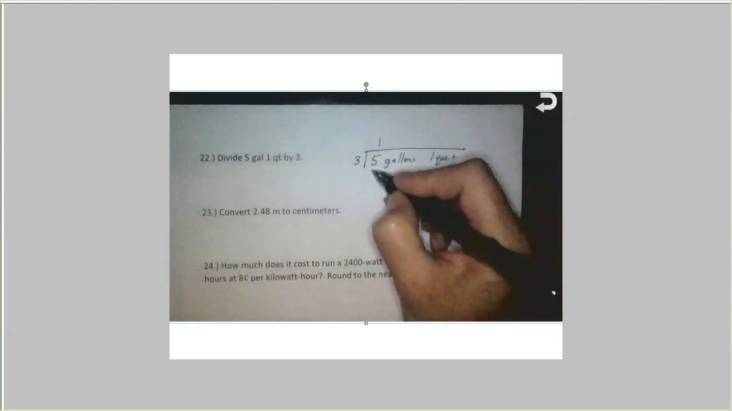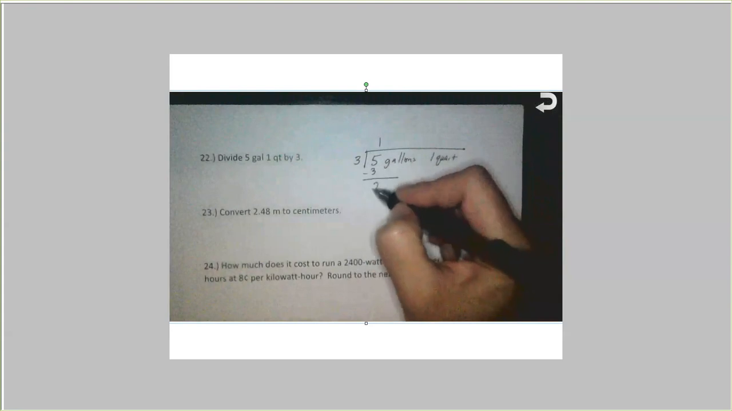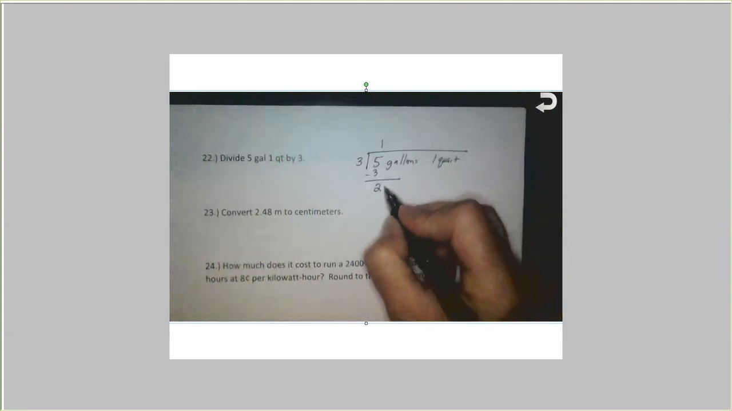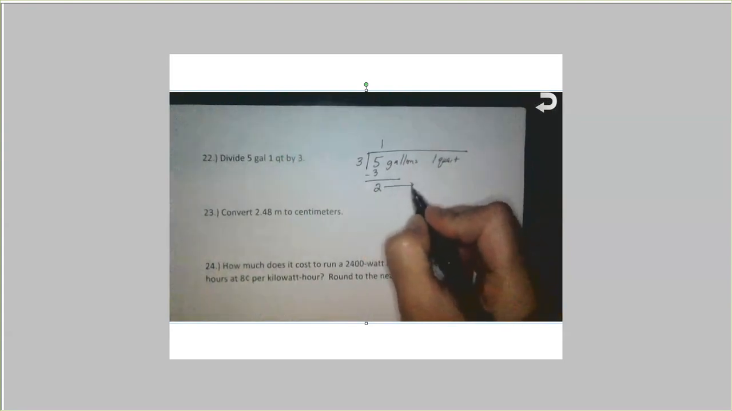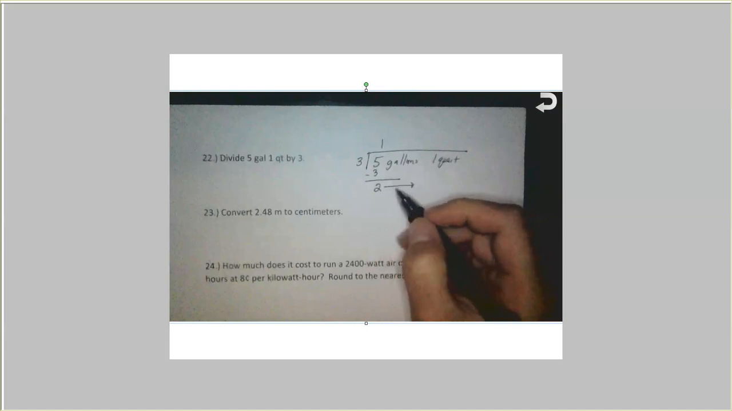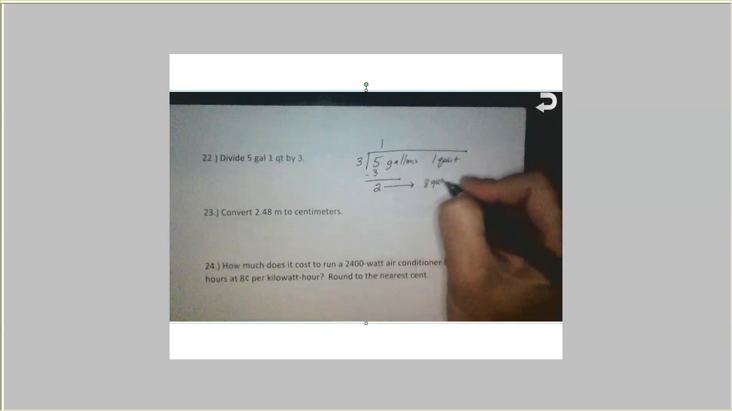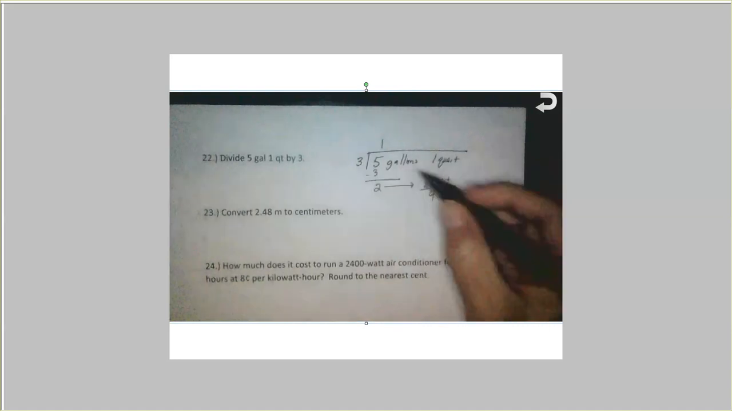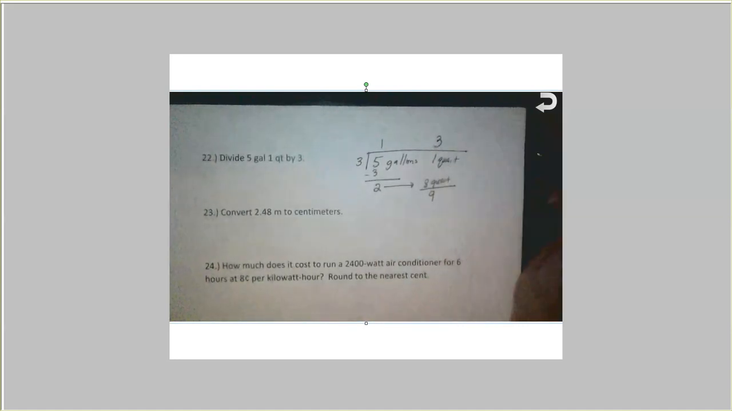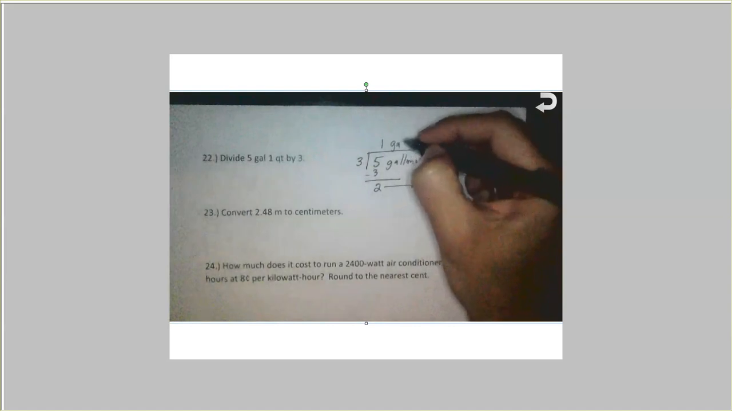Okay, well, 3 will go into 5 one time, and that's 2. But I'm going to convert 2 into quarts. There are 4 quarts in 1 gallon, so 2 gallons would have 8 quarts. And if I add that with the 1, that would be 9, and 3 goes into 9 3 times. So that answer would be 1 gallon and 3 quarts.